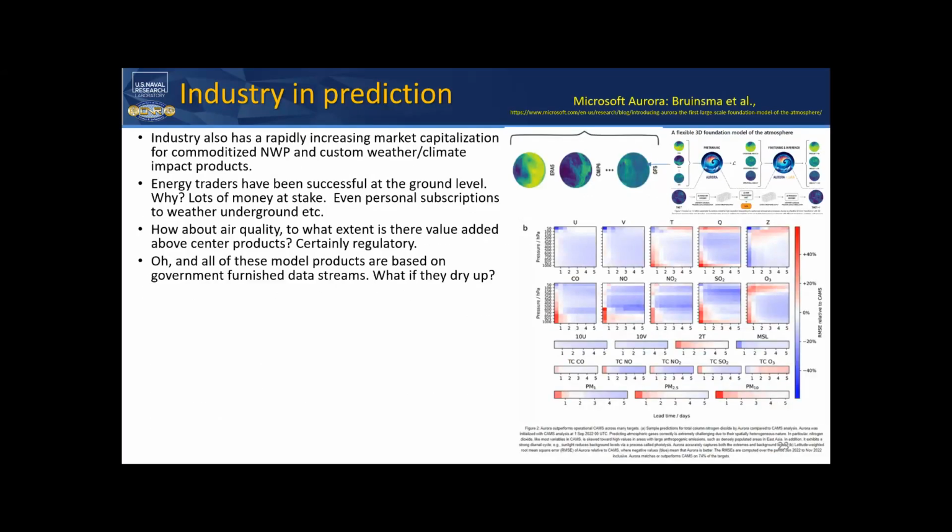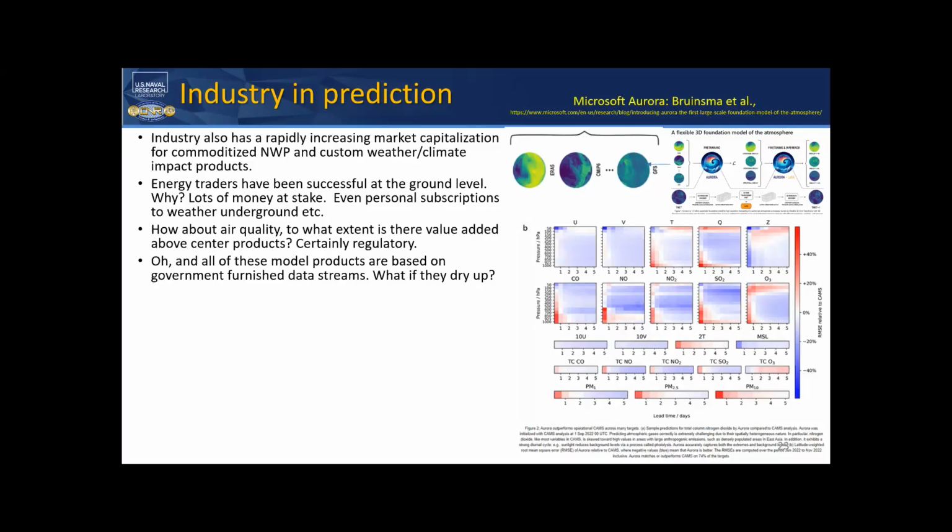Industry and prediction is kind of the same thing. There are lots of companies now that are doing weather prediction, not just IBM. Microsoft Aurora is in it. Energy traders have been really successful in this because lots of money's at stake for small changes in the environment. For things like air quality and aerosol, is there that much of a value proposition? Well, there's regulatory, but people generally don't pay to regulate themselves. And also keep in mind, this industry in prediction is all based on government-furnished data streams, particularly models. Like a lot of these things, again, will train off of ECMWF or NOAA.